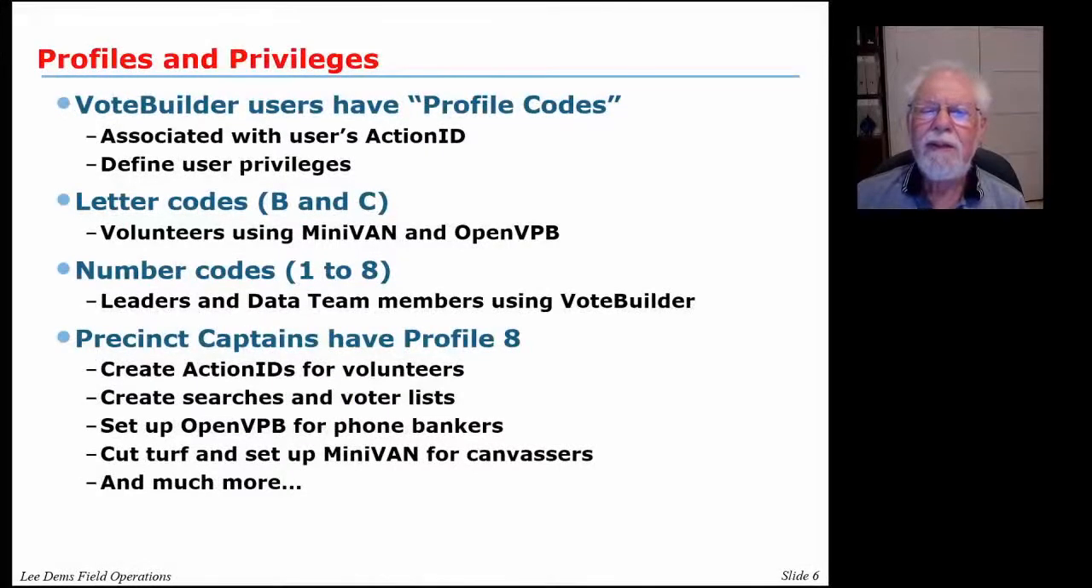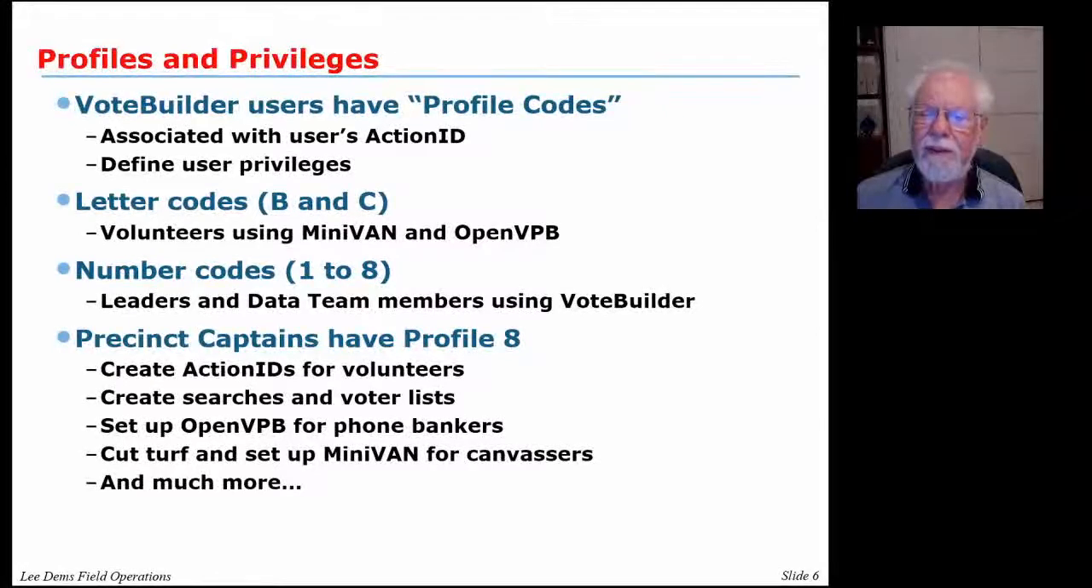Now, each VoteBuilder user has a profile code. That code is associated with your ActionID, and it defines the privileges you have in using VoteBuilder. Volunteers who are using Minivan and OpenVPB use the letter codes B and C. They can get into VoteBuilder, but only in a very limited way.